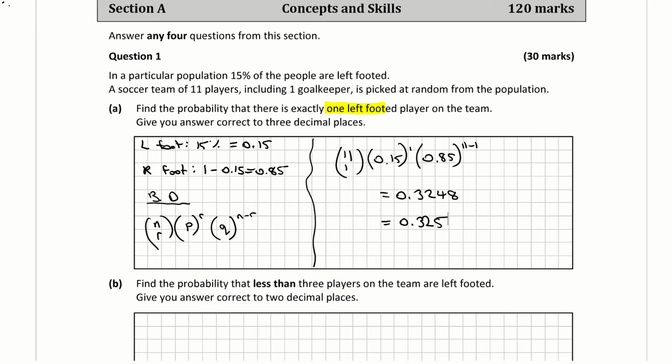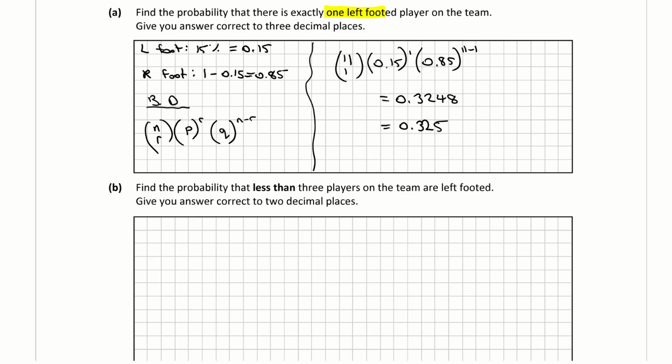Having a look now at part B: find the probability that less than 3 players on the team are left-footed. So think about this. Less than 3 players being left-footed could mean that none of them are left-footed, so I'm going to look for the probability of none of them being left-footed. Or it could be the probability that only one of them is left-footed. Or the probability of 2 of them being left-footed. Now it says less than 3, so I don't include the probability of 3. So let's find the probability of these 3 outcomes.